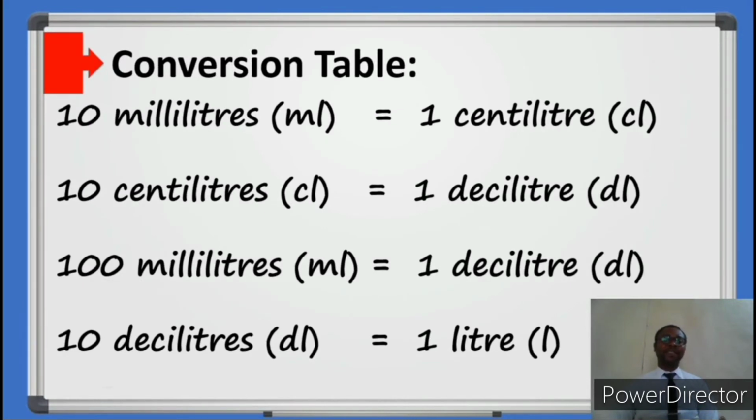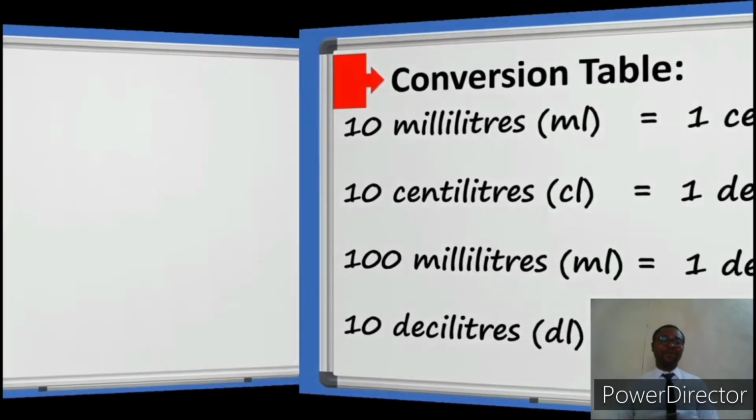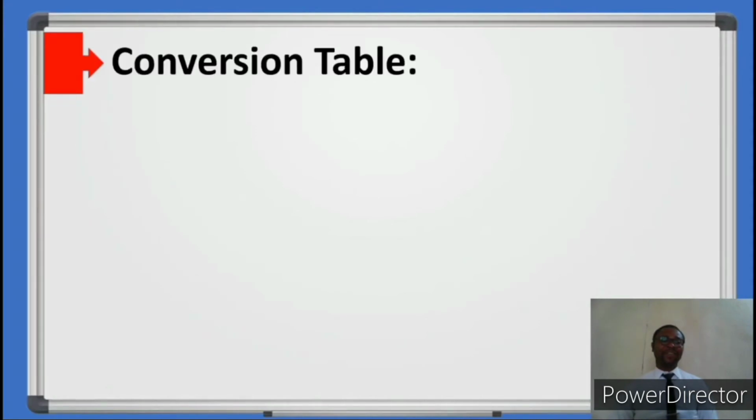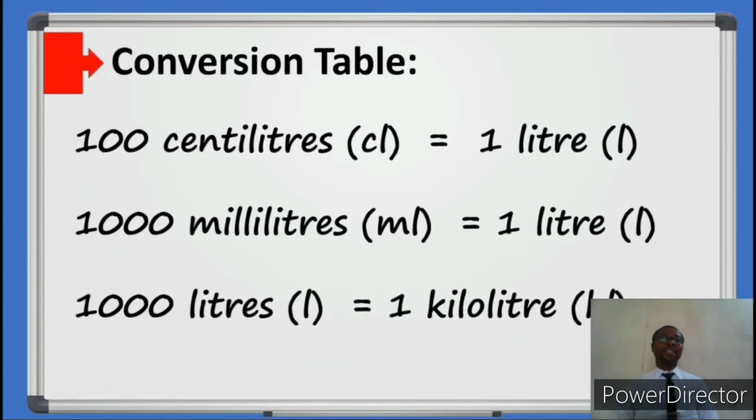10 milliliters is equal to 1 centiliter. 10 centiliters is equal to 1 deciliter. 100 milliliters is equal to 1 deciliter. And 10 deciliters is equal to 1 liter. There is more. 100 centiliters is equal to 1 liter. 1000 milliliters is also equal to 1 liter. While 1000 liters is equal to 1 kiloliter.